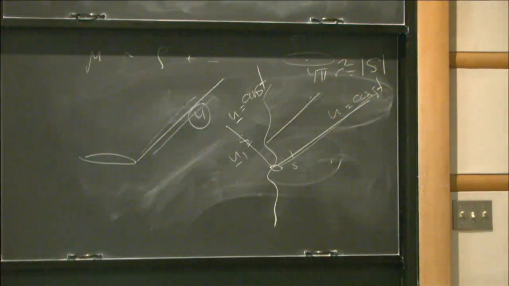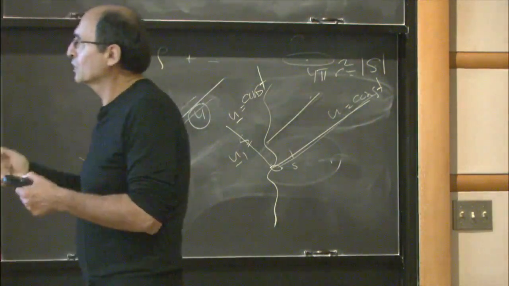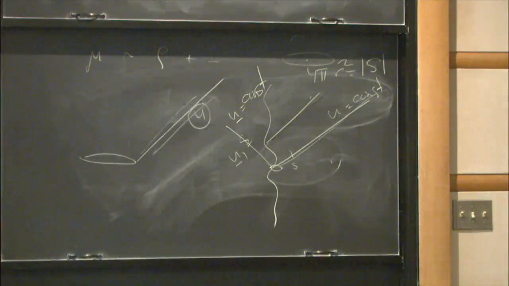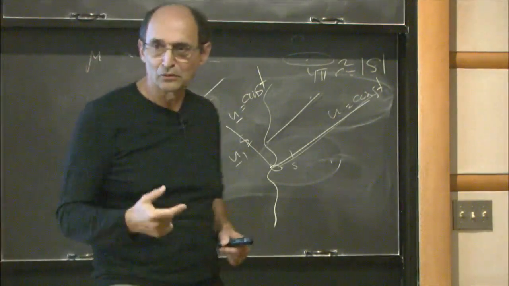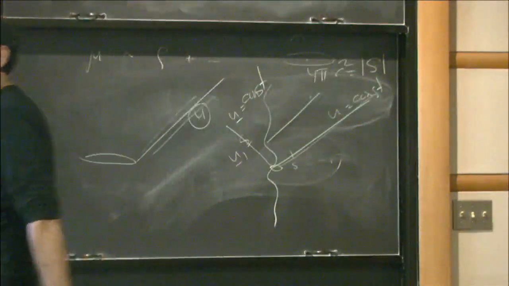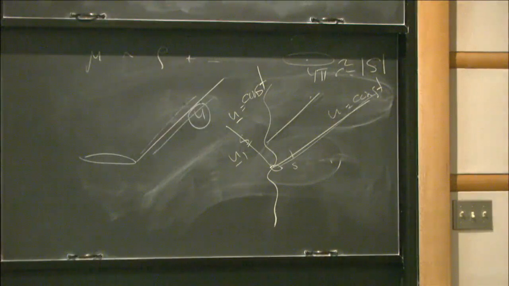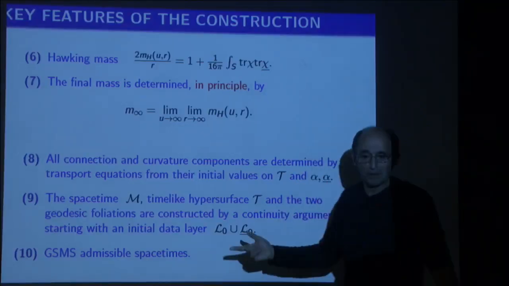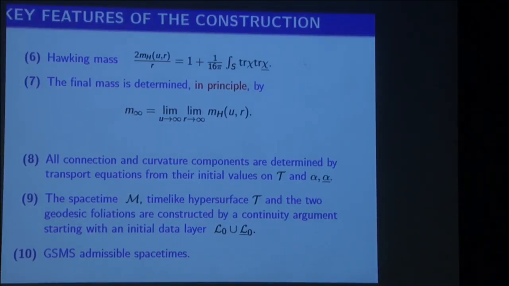And now the final mass, in principle, is going to be determined by taking a limit as r goes to infinity of this Hawking mass. So this is the limit as you approach null infinity, and then you take another limit as u goes to infinity. I say in principle because, of course, everything has to be proved, right? But at least you have a very good candidate to determine this final m. So this is, of course, one of the big things here, to determine the final m. So this will be the final m.